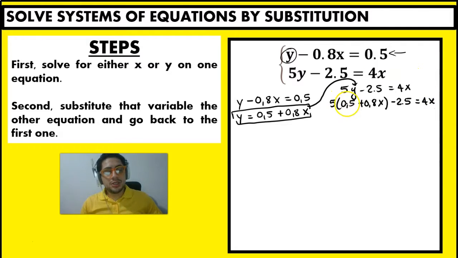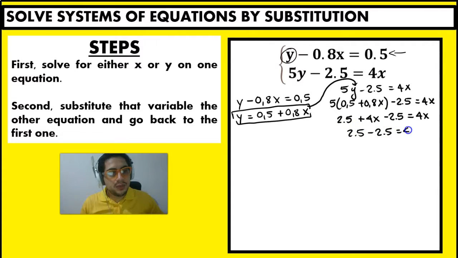Now that means that we're just going to do this. So 5 multiplied by 0.5 is going to be 2.5, right? And 5 times 0.8 is going to be plus 4x, right? And then we're going to have minus 2.5, and that is going to be equal to 4x, right? Now let's move the x's to the right. So we have 2.5 minus 2.5 is equal to 4x minus 4x. So as you can see here, we have 2.5 minus 2.5 is 0, and 4x minus 4x is going to be 0 as well.